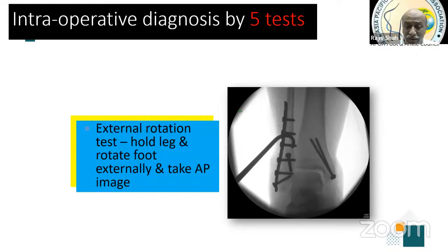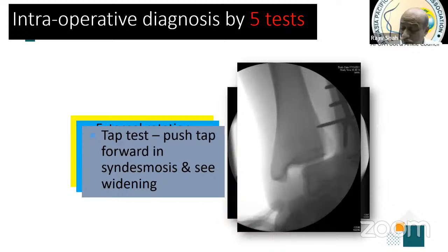Then external rotation test, you hold the leg and rotate the foot externally and take AP and oblique image. So that is second intraoperative test. Now are you aware about this test, tap test? Anybody?